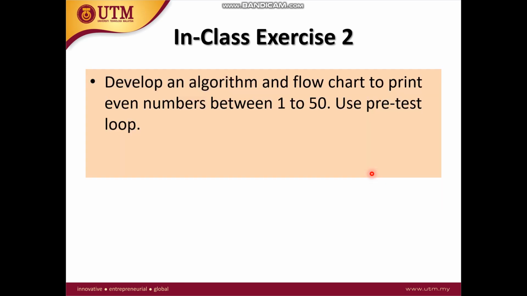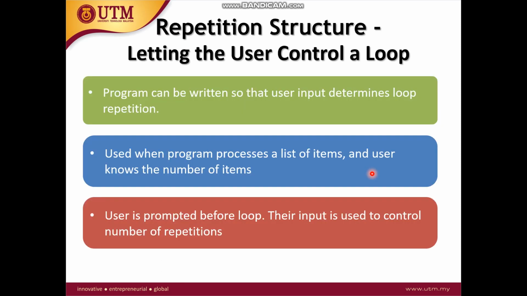This is another example you can do by yourself. Develop an algorithm and flowchart to print the even numbers between 1 and 50. Use a pre-test loop and also a post-test loop.